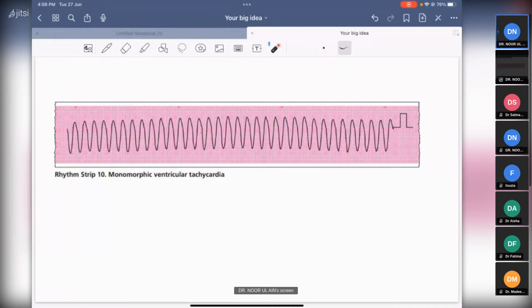Exactly. Broad QRS complex, no P wave, no association with P. There is no P at all, nothing to do with P. This is a ventricular tachycardia.